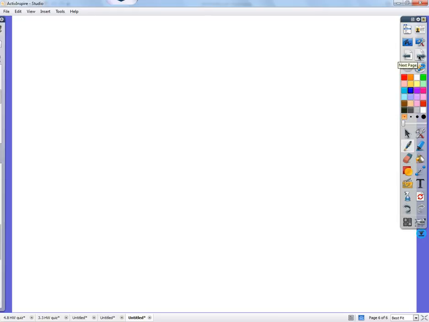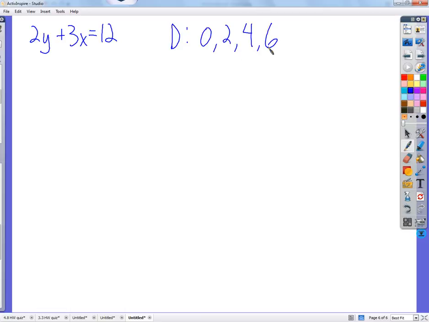Just to give you a little more practice before we move on to the next section. Take this equation. So before we get into this, I'm just going to remind you what a function is.